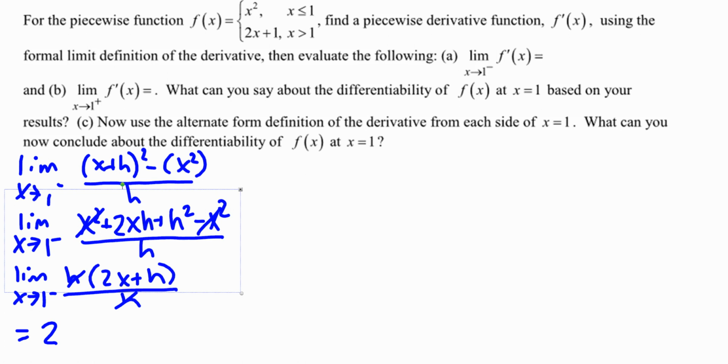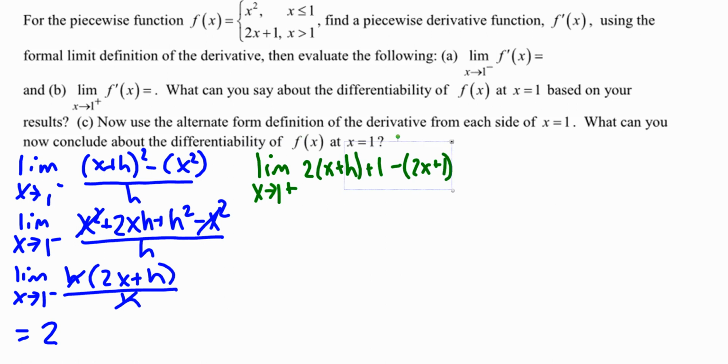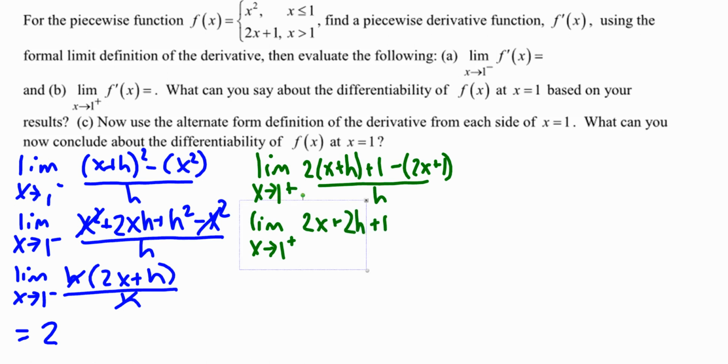If we look at it from the right side, we're using a different function here. We have 2x plus 2h plus 1 minus 2x minus 1. It appears that quite a few things will cancel out here. We get 2h over h, which is 2. So, using the formal limit definition of the derivative, it appears that they have the same limit.